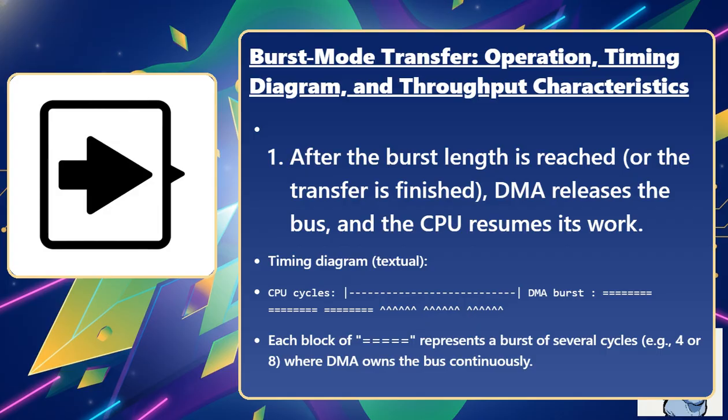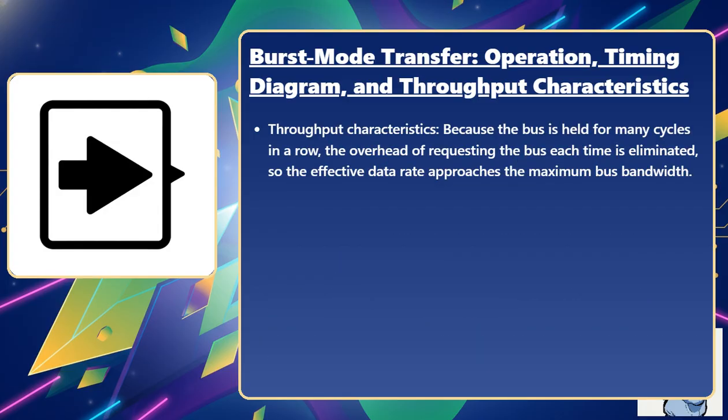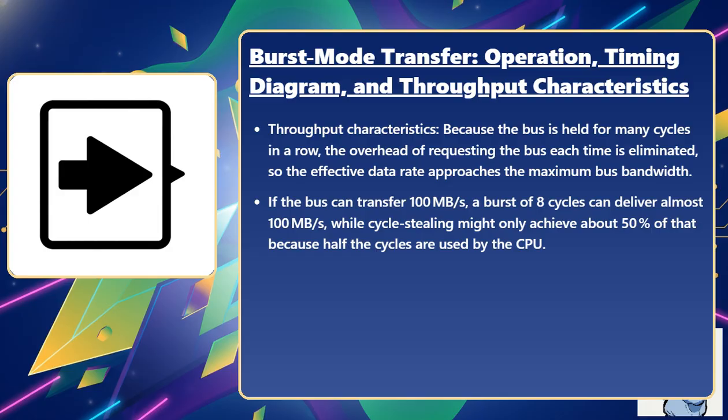Throughput characteristics. Because the bus is held for many cycles in a row, the overhead of requesting the bus each time is eliminated, so the effective data rate approaches the maximum bus bandwidth. If the bus can transfer 100 megabytes per second, a burst of 8 cycles can deliver almost 100 megabytes per second, while cycle stealing might only achieve about 50% of that because half the cycles are used by the CPU.